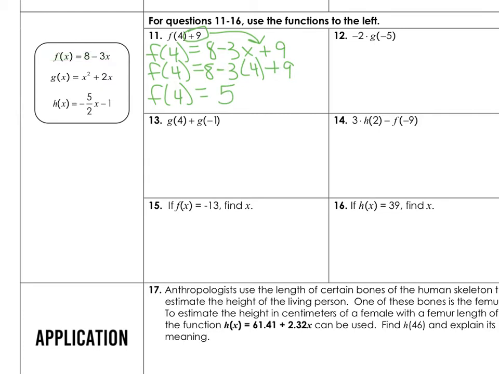Now, when I look at equation 12, it looks like negative 2 times g of negative 5. Okay, so it looks like we're using the g equation on the left. So I'm going to do g of negative 5, just like we've been doing. I'm going to pull over that equation of x squared plus 2x, and I left a little space there, which is really where this negative 2 is coming from. So I'm now plugging in my negative 5.